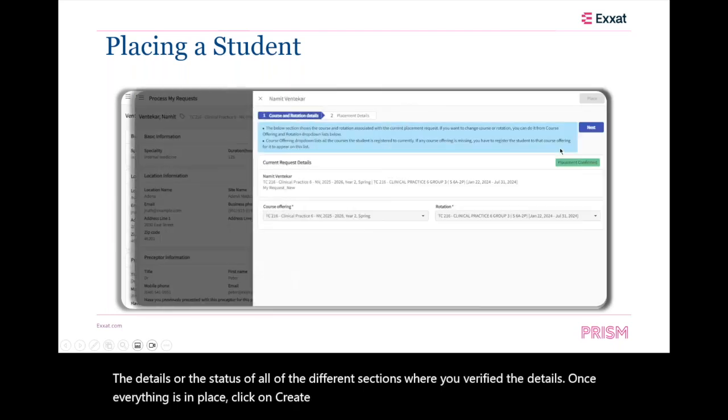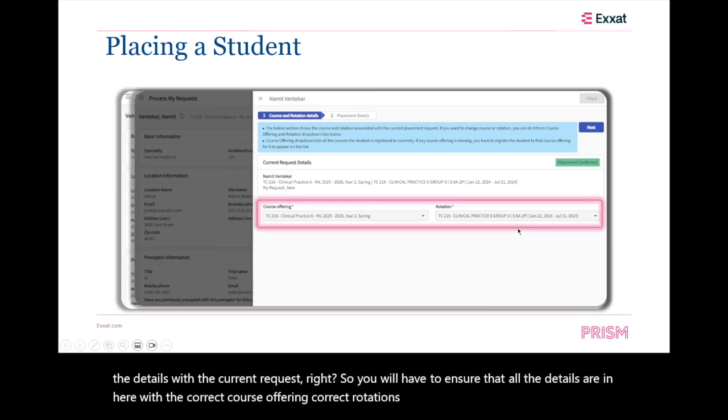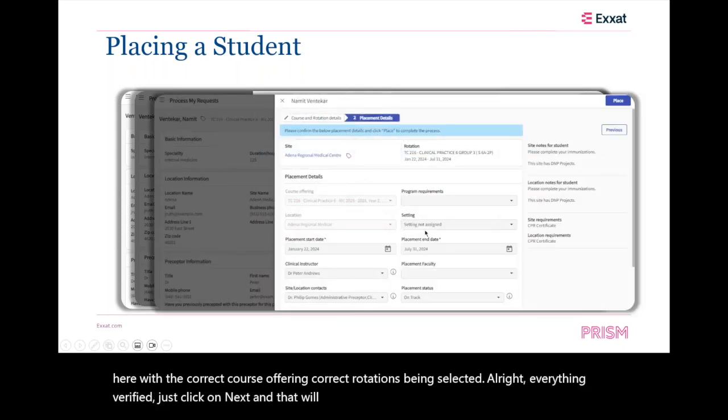A new drawer opens up where you can see all the details with the current request. You'll have to ensure that all the details are in here with the correct course offering and correct rotations being selected. Once everything is verified, just click on next and that will take you to the page where you'll have to mandatorily select a setting.